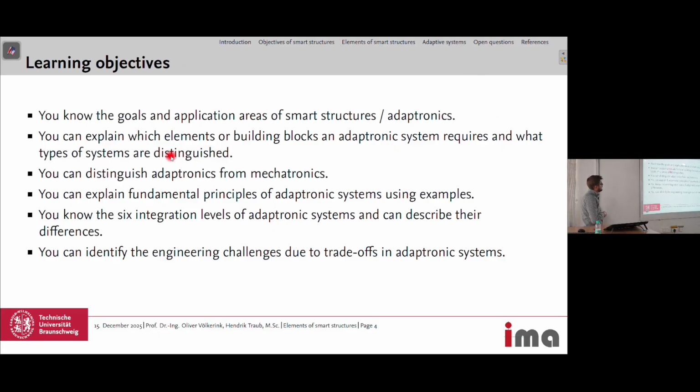Then a goal is that you can explain which elements or building blocks are needed for adaptronic systems or smart structures and what types of systems we can distinguish. Then you can distinguish adaptronics or smart structures from mechatronics, which is closely related. You can explain fundamental principles of adaptronic systems using examples I will introduce. And you know the 6 levels of integration of adaptronic systems and can also describe their differences. And you can identify the engineering challenges due to the trade-offs in adaptronic systems.